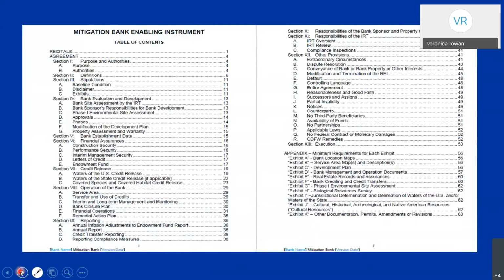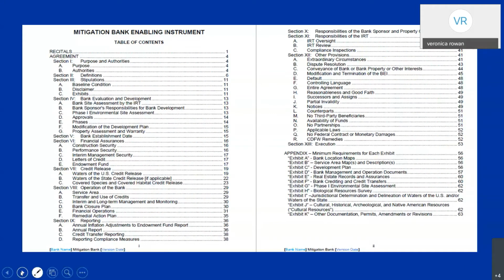So I just wanted to show what a bank enabling agreement instrument looks like in real life. This is a screenshot of the table of contents for the California template, the most recently approved template from 2017. We are updating it. There's going to be a new template coming out next year.